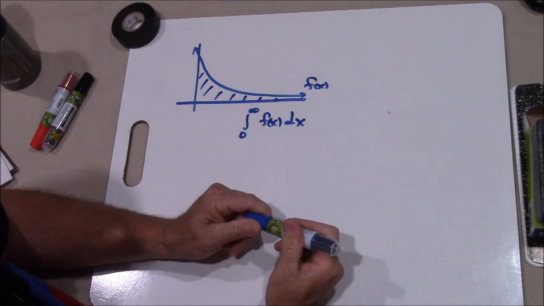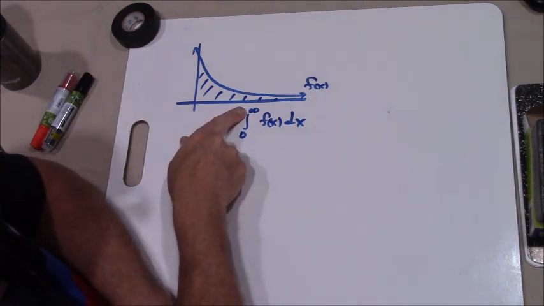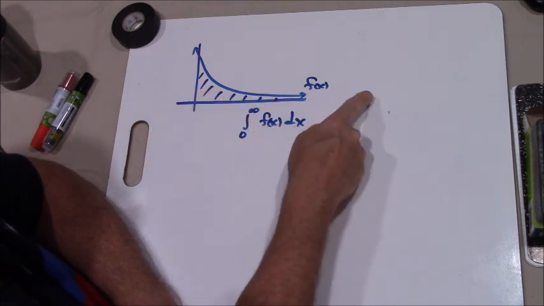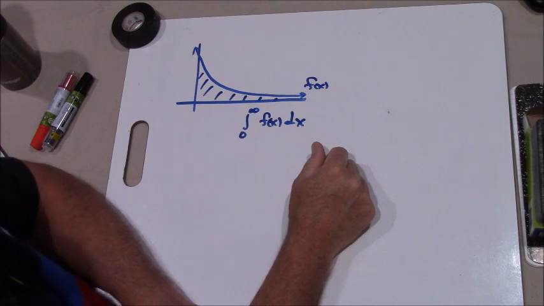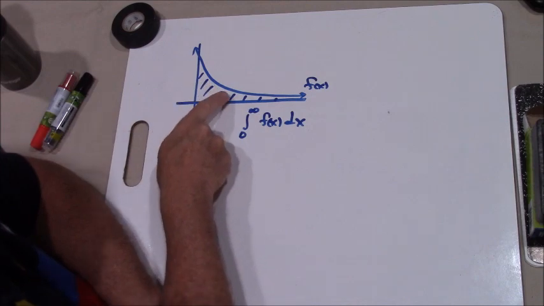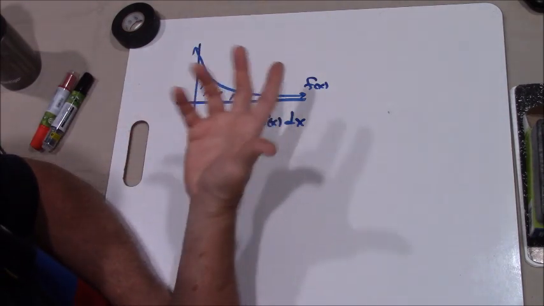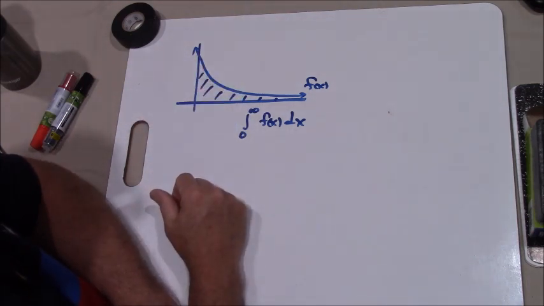Well, probably most people are thinking, geez, duh, Judson, if you're going to go off to infinity, that means forever. The answer is infinity, right? Wrong. What happens is this area actually approaches some number. It converges, that's kind of the key word, it converges on a certain amount. And so that's what we want to look at for today.